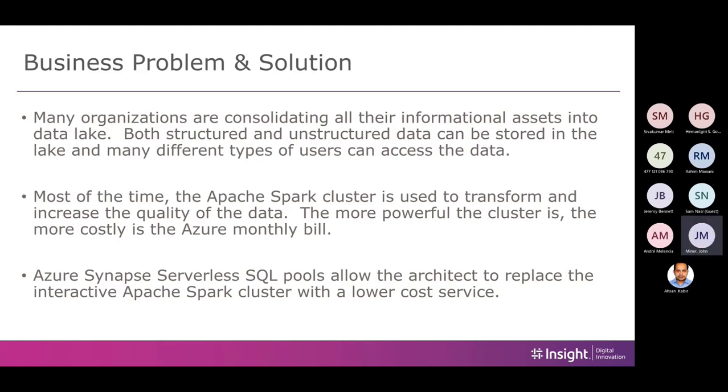What do most people do? Well, most people use an Apache Spark cluster to transform and increase the quality of data. So you have different zones or directories, and you have raw, which is like a qualified zone. Then you have refined, where maybe you made some fixes. For instance, if you had a customer, maybe you fixed an address, right? And then curated is where you go.